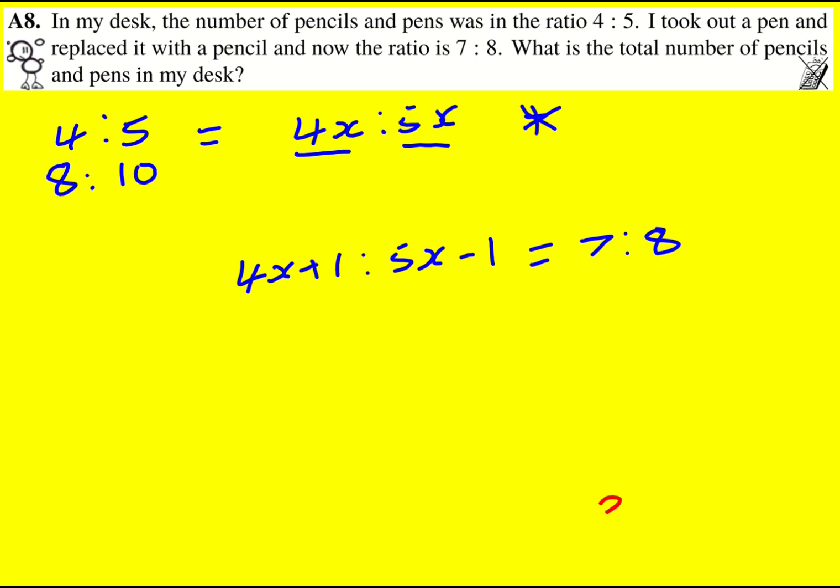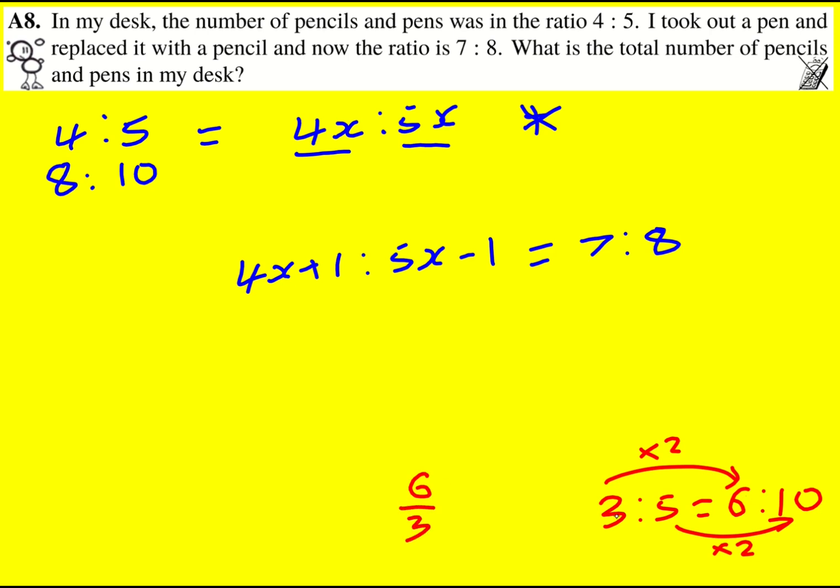For example, 3 to 5 is equal to 6 to 10. Now you can see that I'm timesing this one by 2 and I'm timesing this one by 2. But to get the scale factor, you can actually do 6 divided by 3, the one on the right divided by the one on the left. That tells you what you times them by. But you can do exactly the same with the ones on the right. 10 divided by 5 would also give 2. And what I'm trying to show you is how we can go from a ratio equation to a fractional equation.